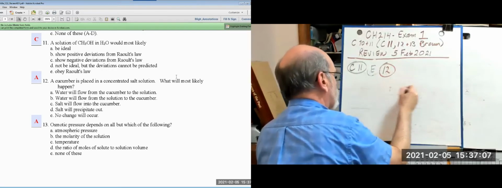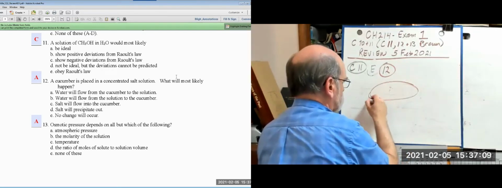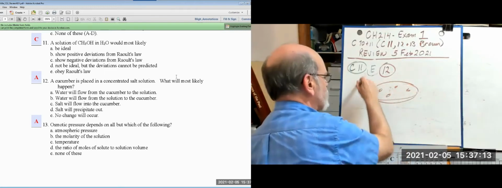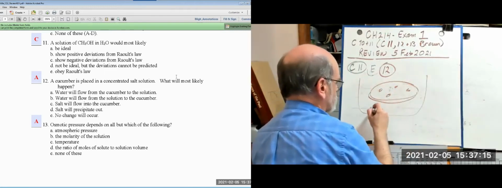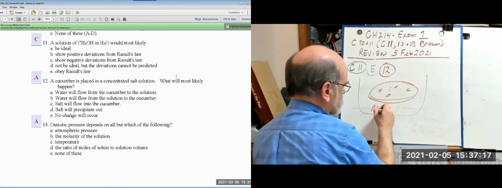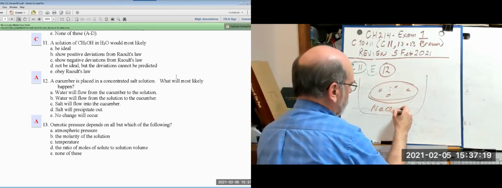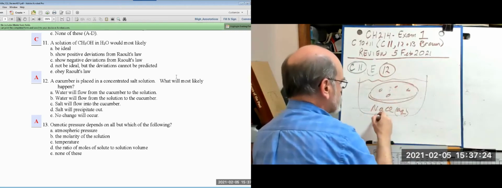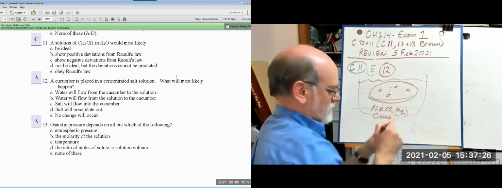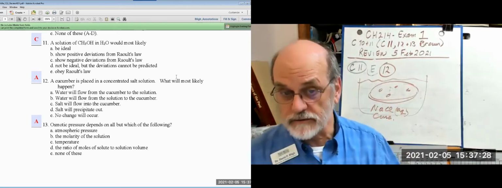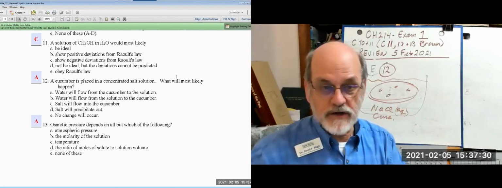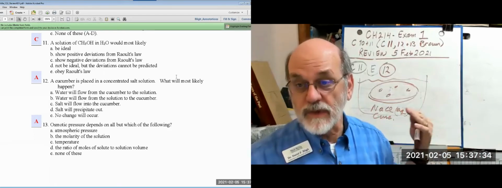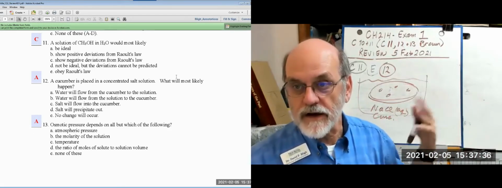So you've got a cucumber, there's some seeds, and you put it in a concentrated salt solution. Just say sodium chloride solution. Okay, and this is concentrated, a very high sodium chloride concentration. All right, so what are we talking about here? We're talking about a colligative property: osmotic pressure.